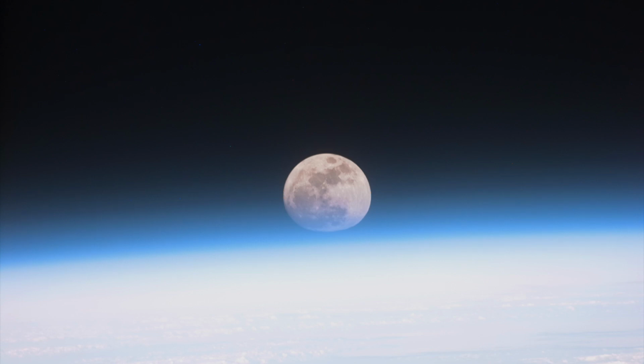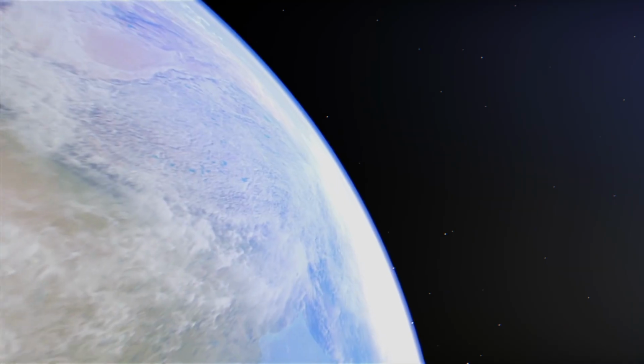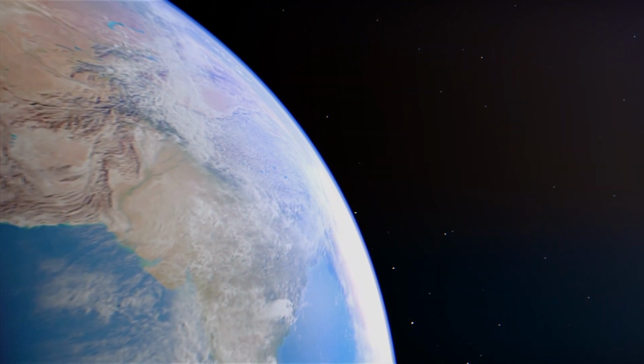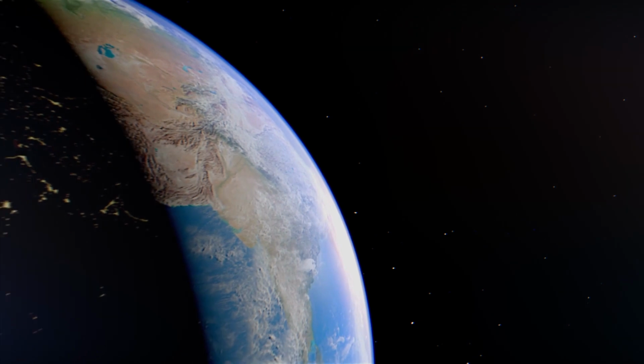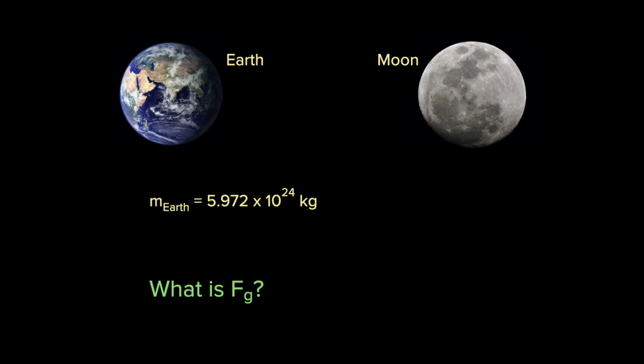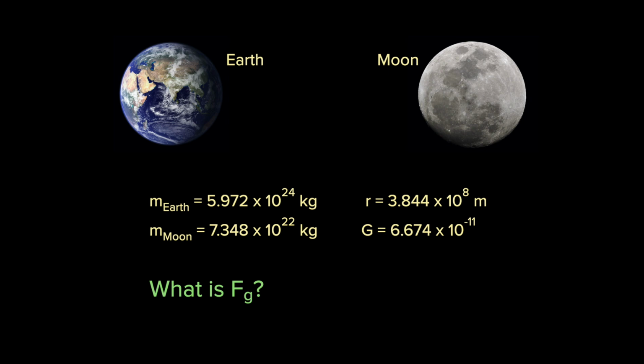Let's begin with the two most familiar astronomical bodies, the Earth and its moon. Each of their masses and the distance between them is known to a high degree of accuracy. The mass of the Earth is just under 6 times 10 to the power of 24 kilograms. The moon is 2 orders of magnitude lighter, but that's still an incredible mass. To stick with SI units, here is the average distance between their centers of mass in meters. Finally, this is the value of capital G, the gravitational constant.